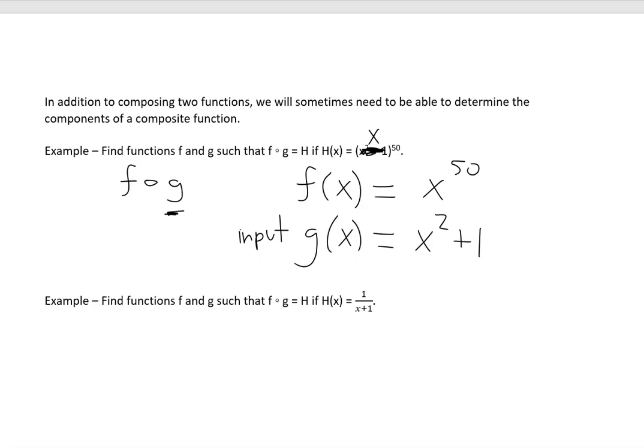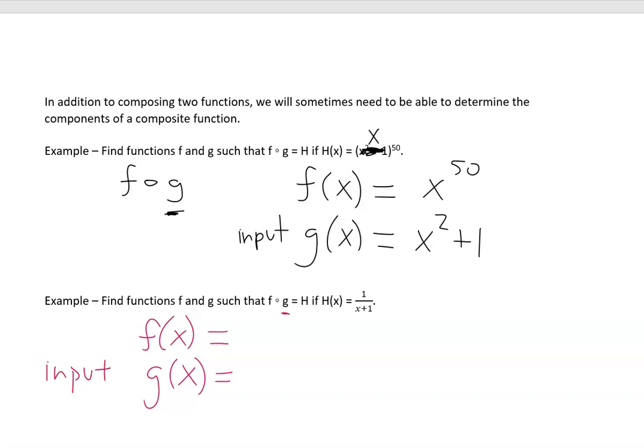All right, let's look at another example. Find functions f and g such that f composed with g equals h if h of x equals 1 over x plus 1. So again, we're finding f of x and g of x. Which of these is going to be our input? Based on the way that it was written, g is written second, so g is going to be our input function.